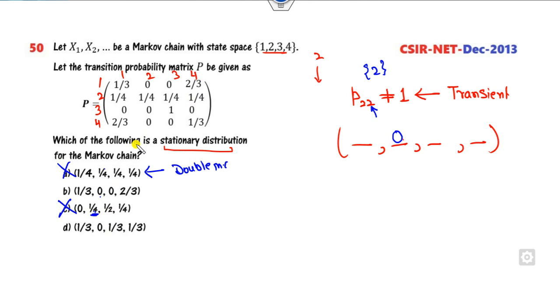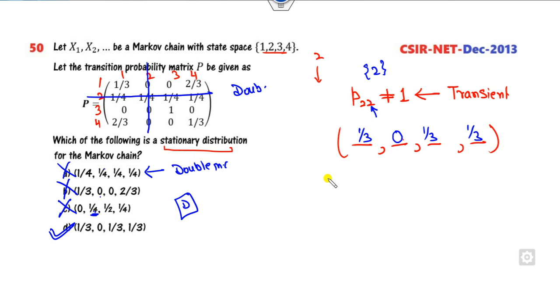Now look at that. Now you can delete this here. Now you can check the remaining one. Is it a doubly stochastic Markov chain? Yes. You can see the remaining one is a doubly stochastic Markov chain. So what is the probability of this chain? There are three states. Probability will be 1 by 3, 1 by 3, 1 by 3. So the right answer is this. Right, cancel out. So the right answer is only D.